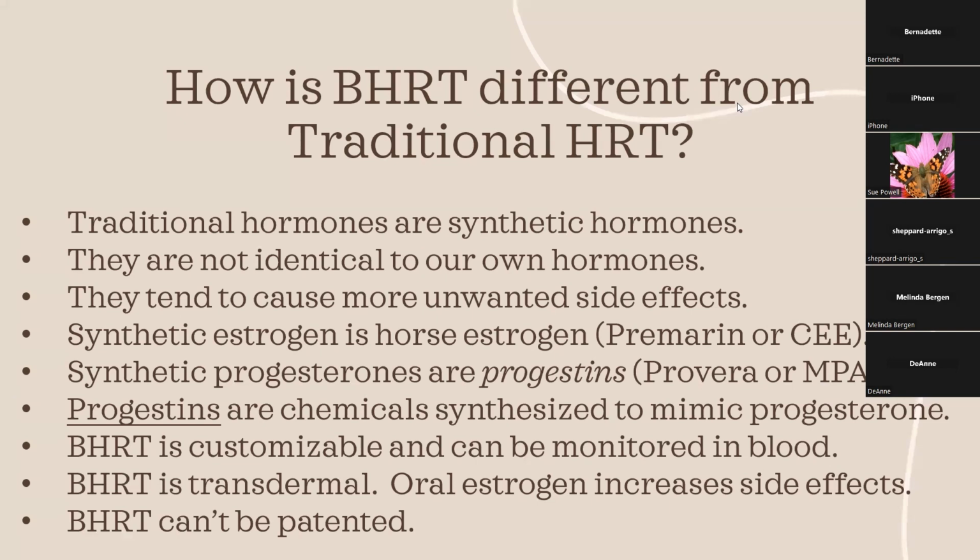How are bioidentical hormones different from traditional hormone therapy? Well, traditional hormones are synthetic hormones. They're not identical to our own hormones. They tend to cause more unwanted side effects because they're not the same as our hormones. And for example, synthetic estrogen is actually horse estrogen. It goes by the brand name Premarin, which comes from pregnant mare's urine, Premarin. It also goes by the name conjugated equine estrogen, or CEE.